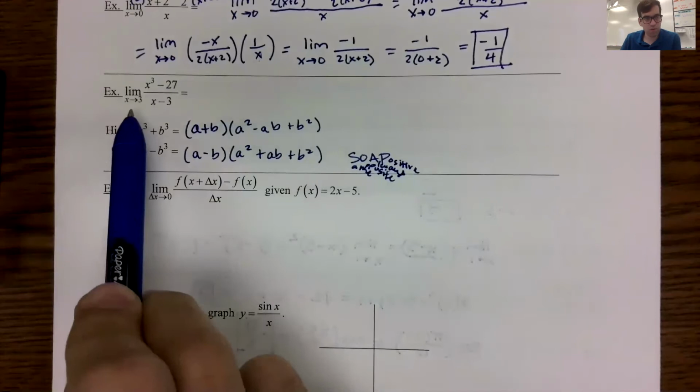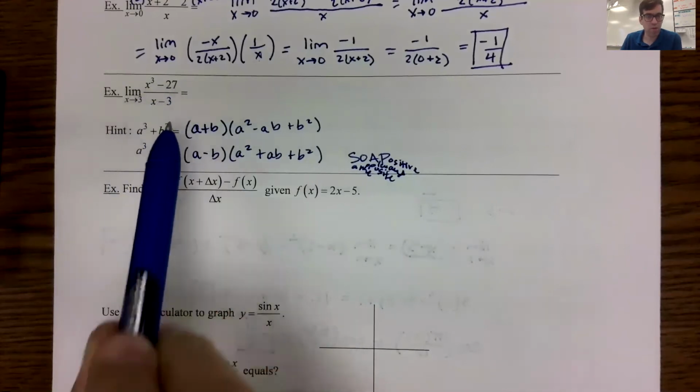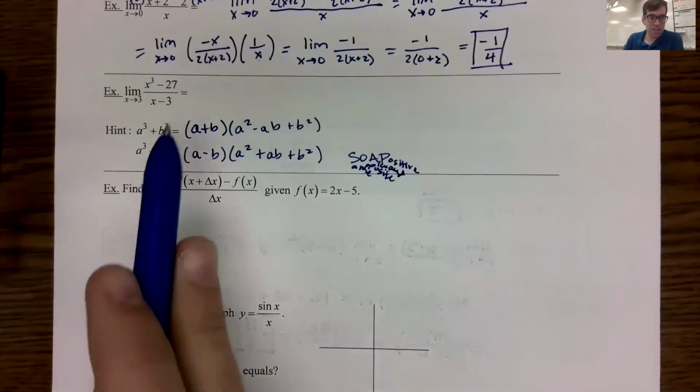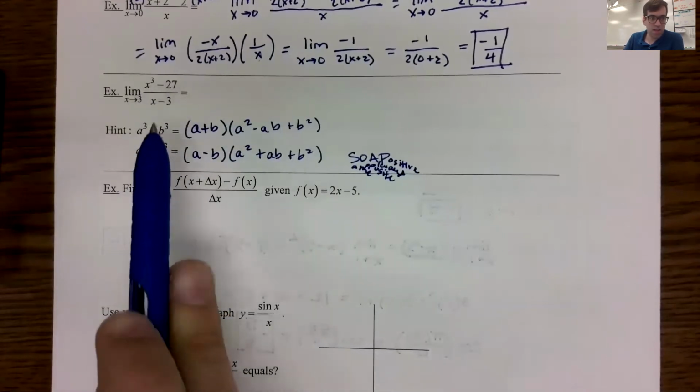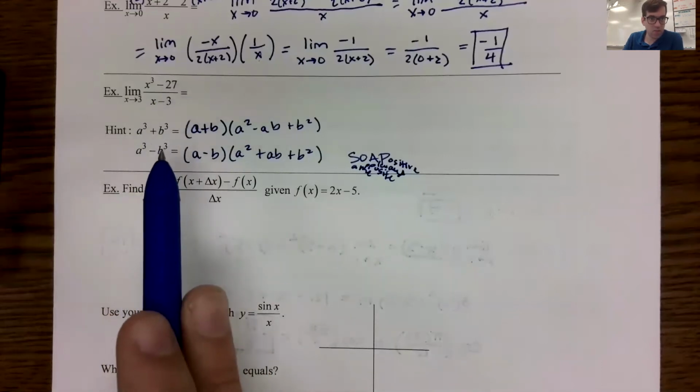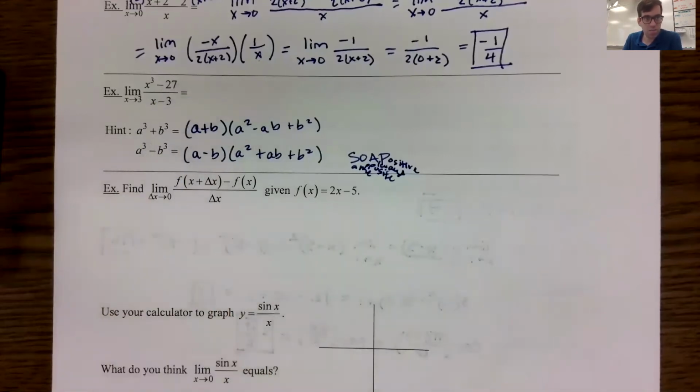Limit as x approaches 3 of x cubed minus 27 over x minus 3. If you plug in 3 right now, you're going to get 0 over 0. No good. So what we need to do is factor the numerator using the difference of cubes. So our a here is going to be x. Our b is going to be 3, right? Because 3 cubed is 27. So a is x, b is 3.